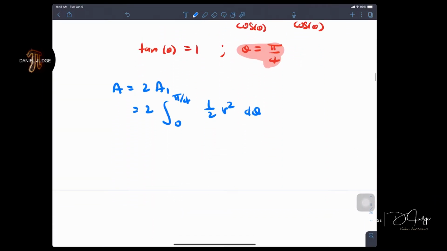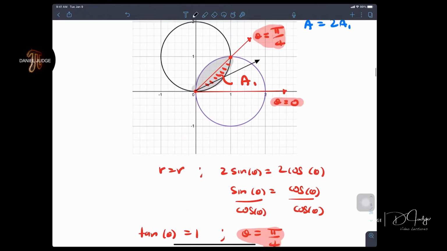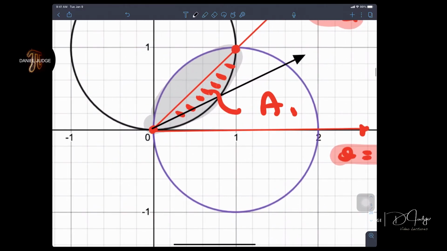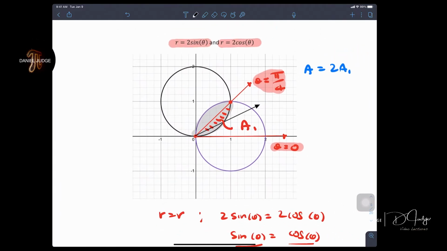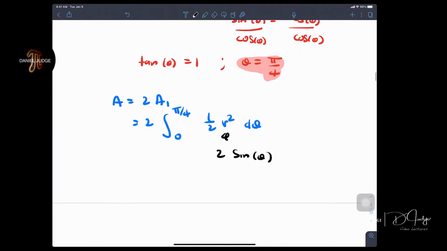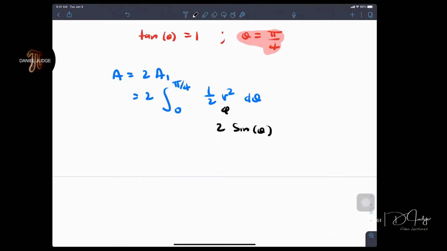So I replace r here with 2 sine theta, because that's the black curve there. So again, even though they say find the area inside both curves, if I do it strategically this way, I'm going to get my answer. Let's see what happens now all together here.